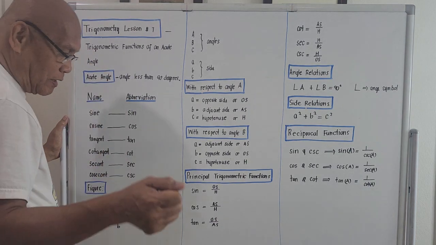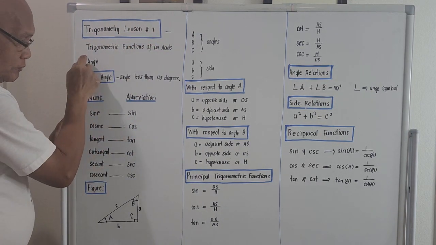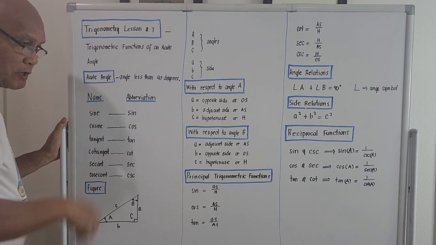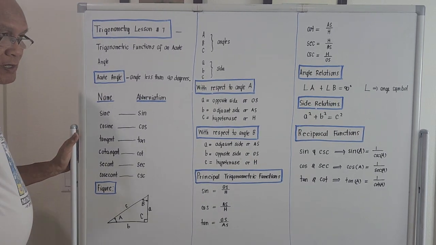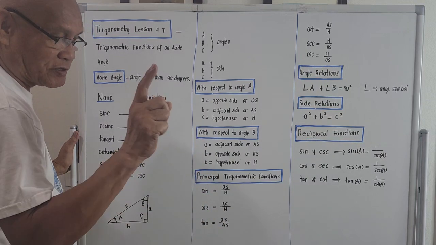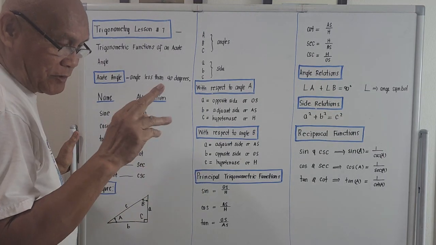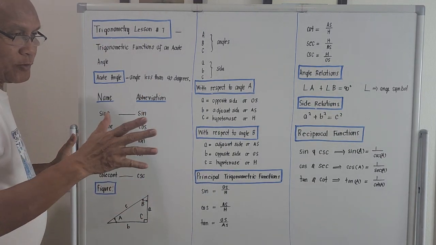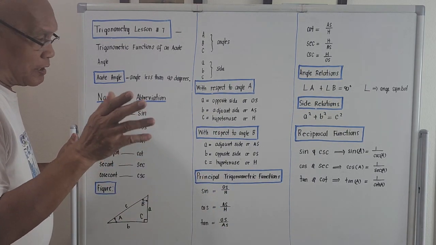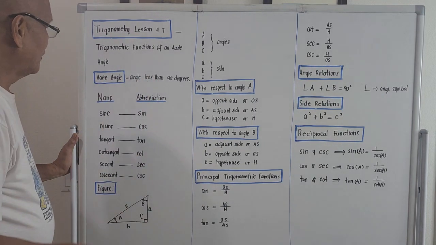The subject matter for tonight will be trigonometry, lesson number 7. The title of the topic is trigonometric functions of acute angle. The formulas that we will be bringing out here will be applicable only to angles less than 90 degrees. Angle A and angle B should be less than 90 degrees. If it's equal to 90 degrees, that will be a different story. It will not work. So the application of the trigonometric functions will only apply to acute angles.